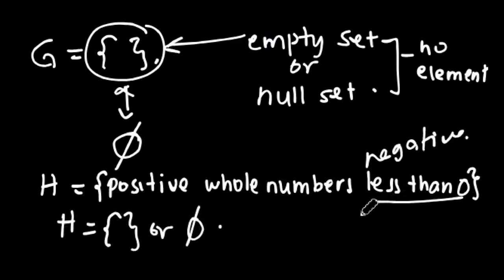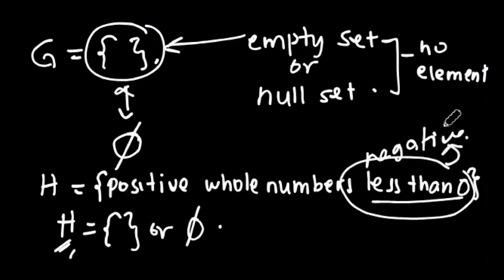Okay? So, walang laman si H. Dahil yung sinasabi ditong less than 0 ay mga negative numbers like negative 1, negative 2, negative 3, and so on. Okay? So another example would be like this.